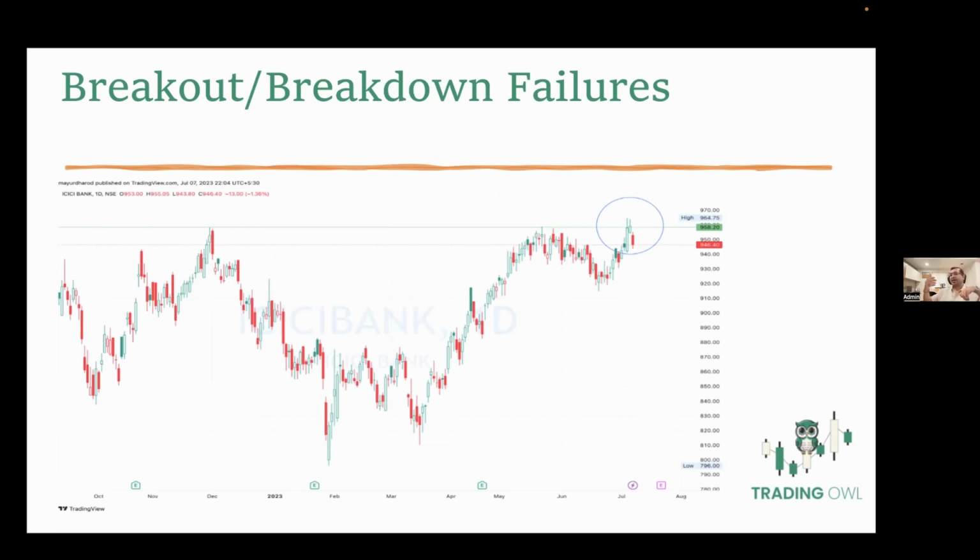So likewise, you can have a false breakdown also, or a false breakdown chart. You can draw it yourself on Nifty. Nifty, a couple of days back, broke a support line. It didn't hold for more than 2 days, it reversed. A lot of people went short at that time.